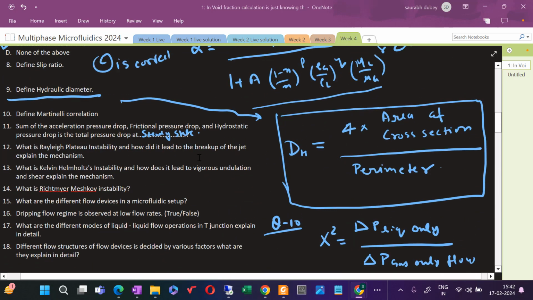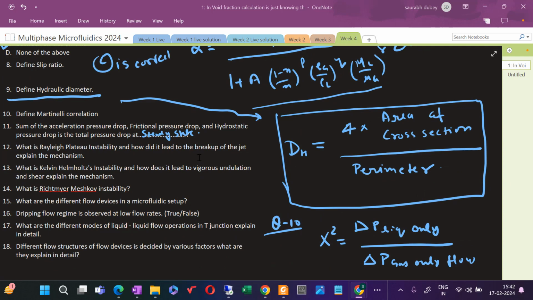And now we will be heading towards the next question, which is: what is Kelvin-Helmholtz instability and how does it lead to the vigorous undulation and the shear? Explain the mechanism. I will be coming up to this. You just think about this, so that you actually understand the question well.